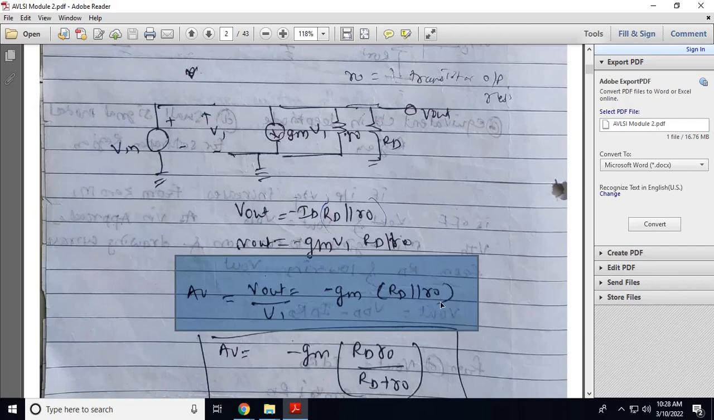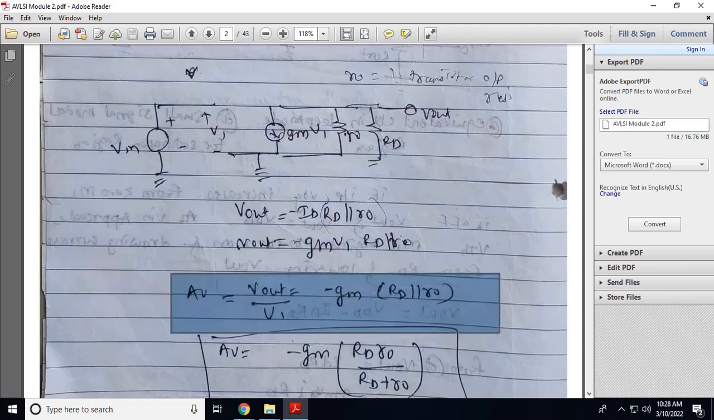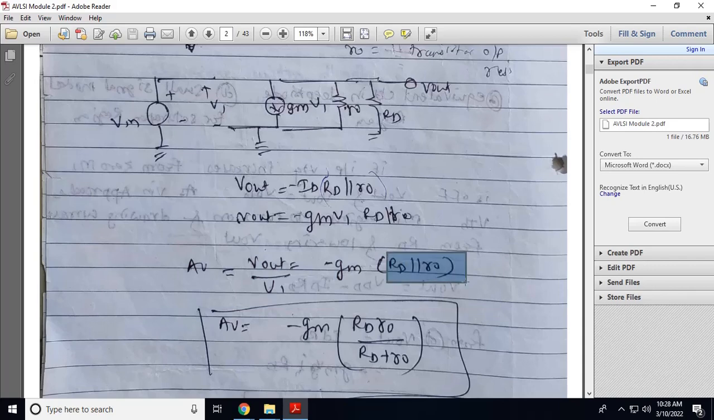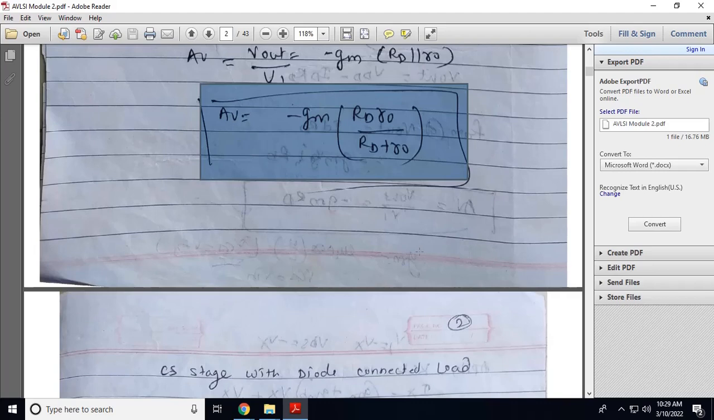So basically this R0 is very high, it is in kilo ohms. So you can say Vout by Vin, that is the voltage gain, is equal to minus Gm into RD. You can simplify this parallel combination of resistances in this way. So voltage gain is equal to minus Gm times RD R0 divided by RD plus R0. So this is the voltage gain equation for a common source amplifier with a resistive load.